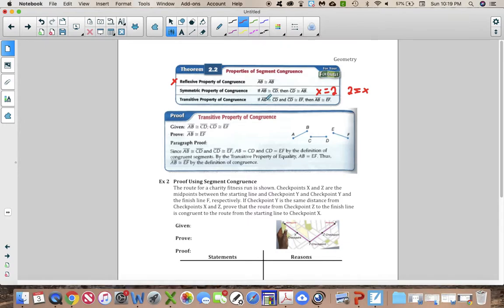The transitive property says that if AB is congruent to CD, and CD is congruent to EF, then AB is congruent to EF. Okay, and then some of you guys might remember the law of syllogism.